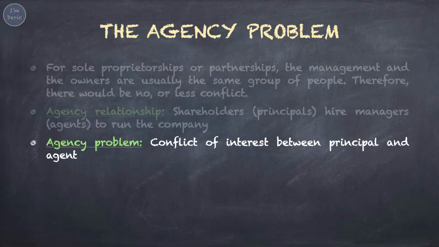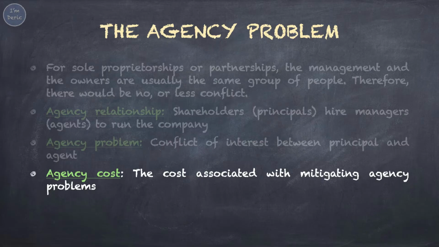That's when the agency problem happens, as there is a conflict of interest between the principal and the agent. Managers may have their own interests or goals, which may not align with those of the shareholders. For example, they may prioritize their own salaries or bonuses over maximizing profits for the company.